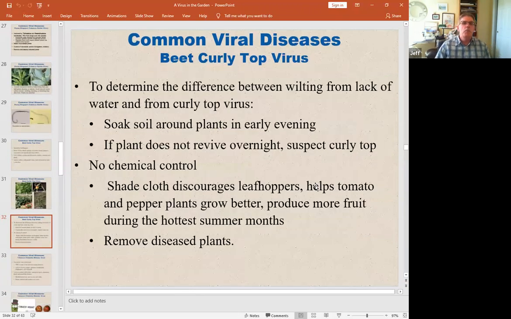To determine the difference between wilting from lack of water and from curly top virus, soak the plants in the early evening. If the plant does not revive overnight, suspect curly top. No chemical control, as is usual for most viral diseases. Shade cloth early in the crop development may discourage leafhoppers. It helps tomato and pepper plants grow better and produce more fruit during the hottest summer months. Now, the shade cloth should be fine enough to exclude leafhoppers, and remove diseased plants. This would be just kind of a floating cover over your plants.